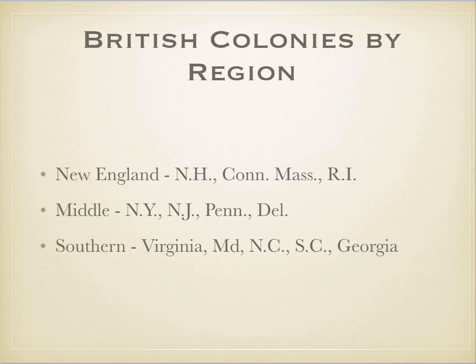So New Hampshire, Connecticut, Massachusetts, and Rhode Island are your New England colonies. New York, New Jersey, Pennsylvania, and Delaware are your middle colonies. Let's focus on Pennsylvania for a second. This was given as a land grant to William Penn, who used it for his followers who were known as Quakers, officially known as the Society of Friends.